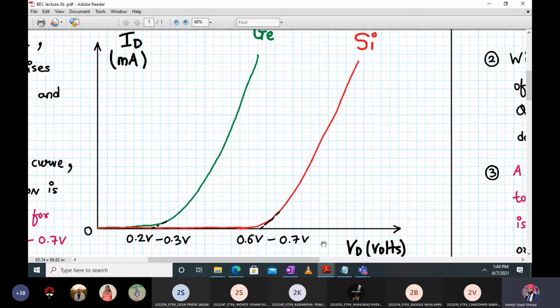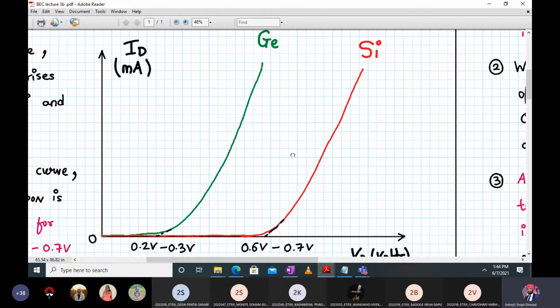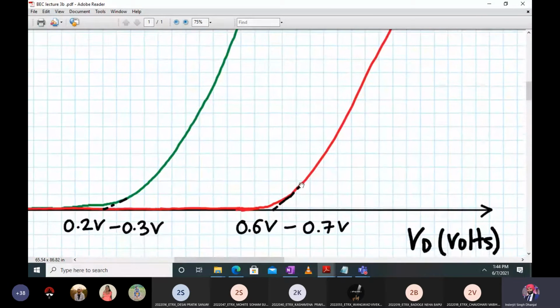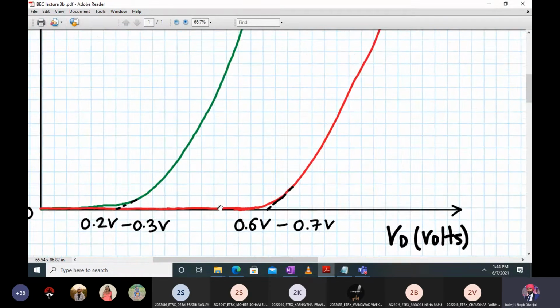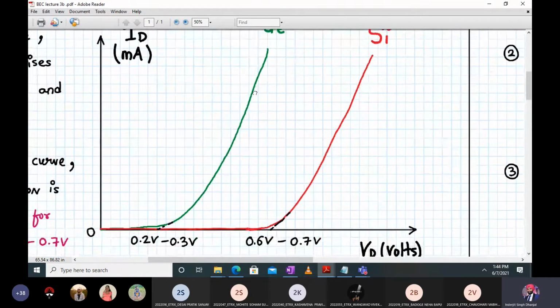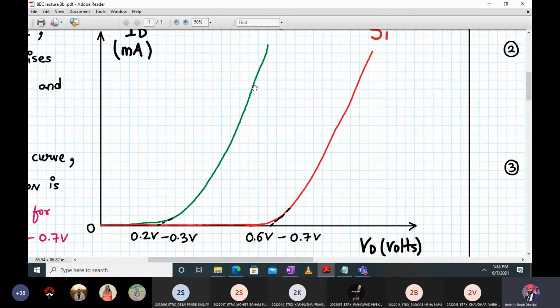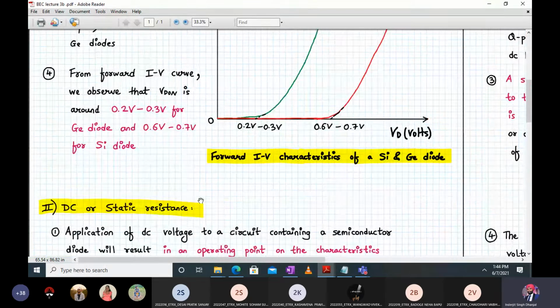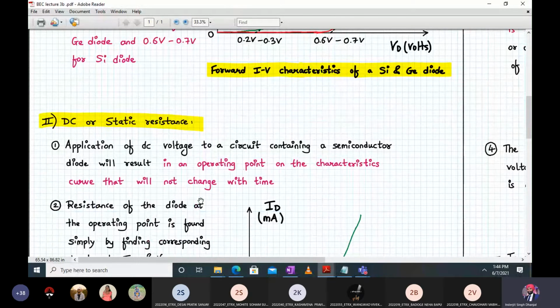How do you calculate this cut-in voltage? If you plot the IV characteristics, you draw a tangent to it. Wherever it intersects the x-axis, that is my cut-in voltage or the turn-on voltage of the diode. Any doubts in this? Okay, fine. Next is the DC or the static resistance.